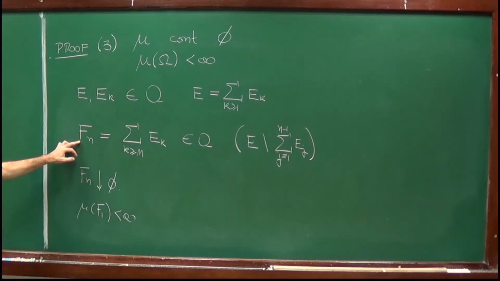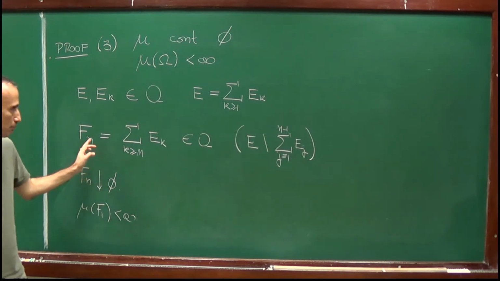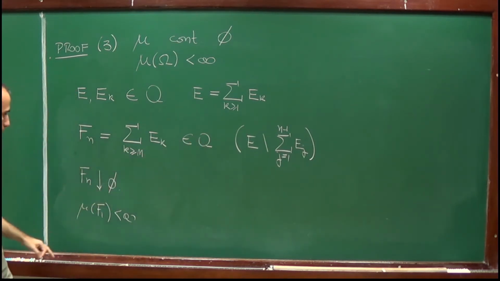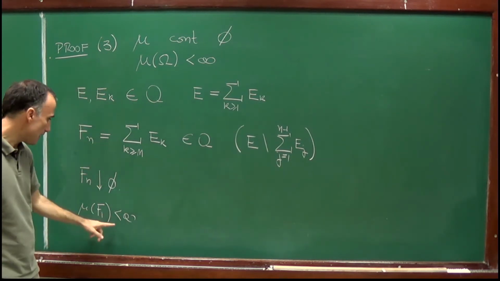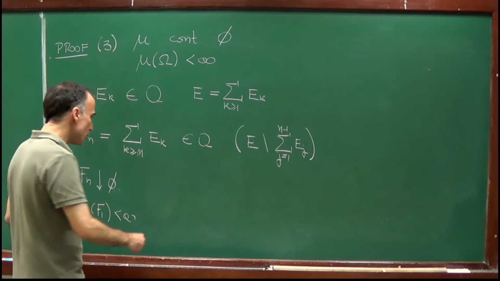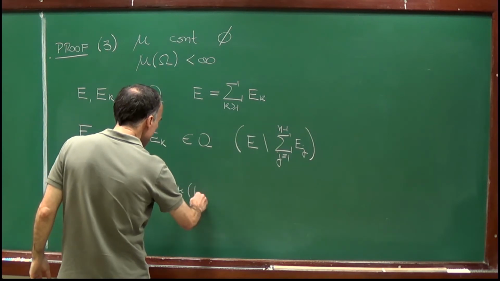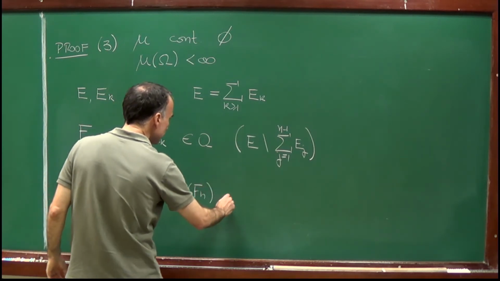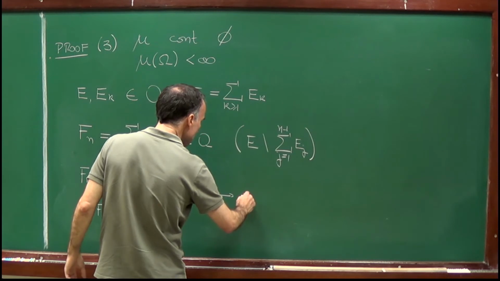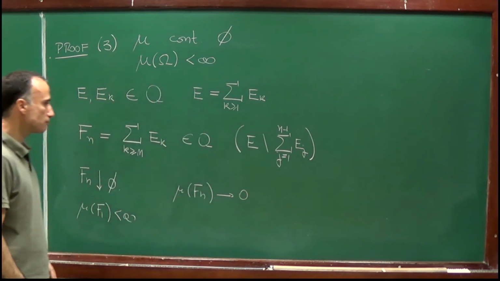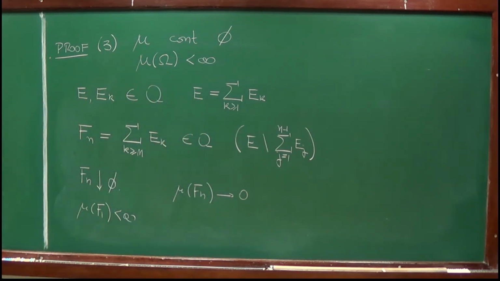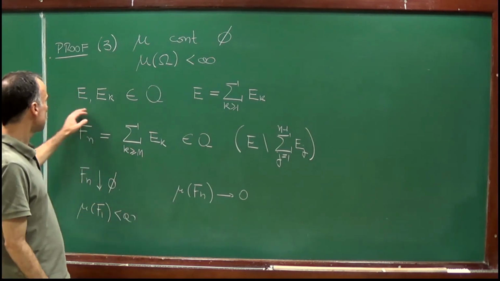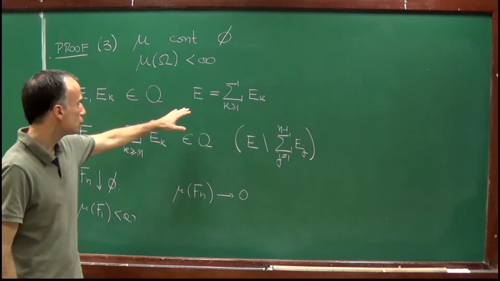Therefore, we have a decreasing sequence F_n of elements of the algebra which decrease to the empty set and which all have finite measure. So by the continuity at the empty set, we obtained that mu of F_n is converging to mu of the empty set, which is 0. Well, let's use this fact to prove what we wanted to prove.